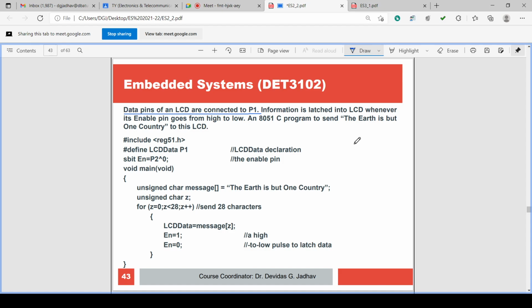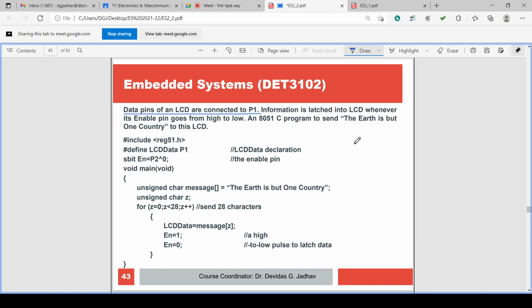Single clock, and not a single bit; a single bit is not sent over it. All the 8 bits are sent simultaneously. So this is parallel communication. All 8 bits are sent in parallel. All 8 bits are written on the LCD module in parallel. So this is parallel communication.